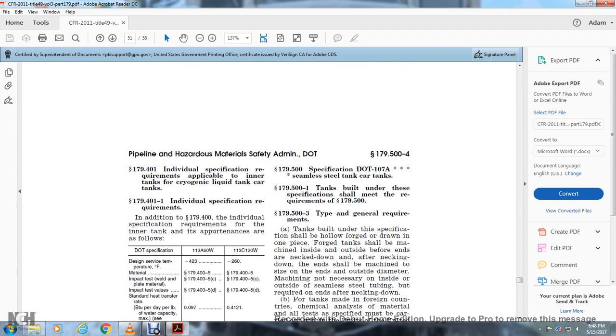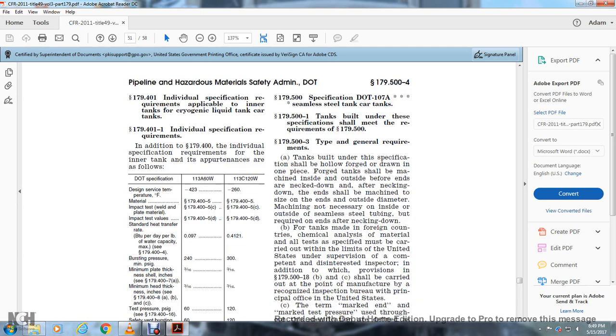179.500, specification DOT 107, seamless steel tank car tanks. 179.501, tanks built under this specification shall meet the requirements of 179.500 through 179.503, and the general requirements. Tanks built under this specification shall be hollow forged with the drawing, and one piece of the forged tank shall be machined inside before the end of the neck down, but after the necking down, the end shall be machined to the outside diameter of the end.